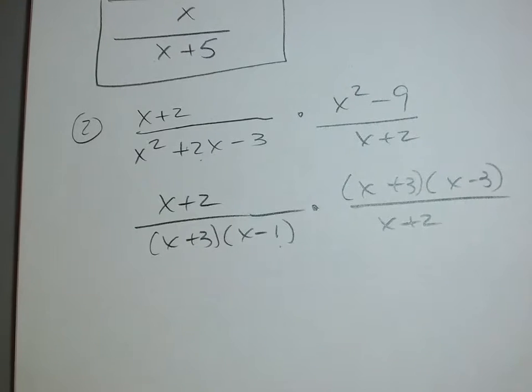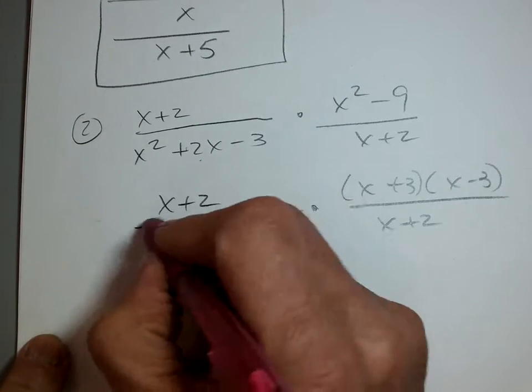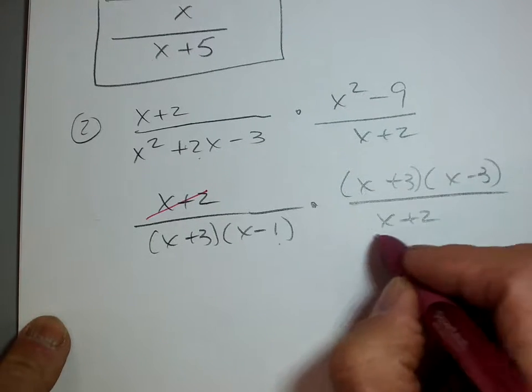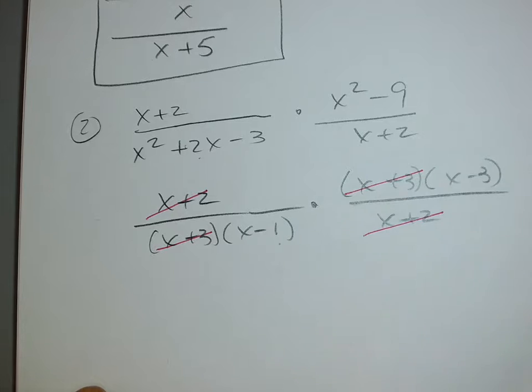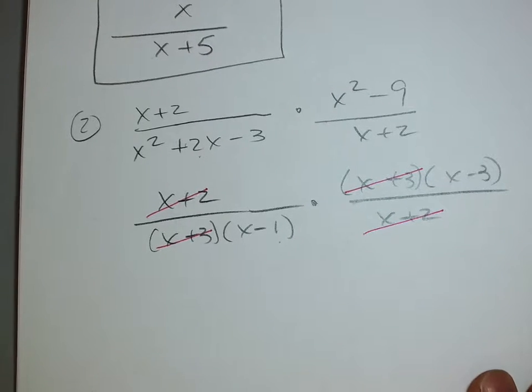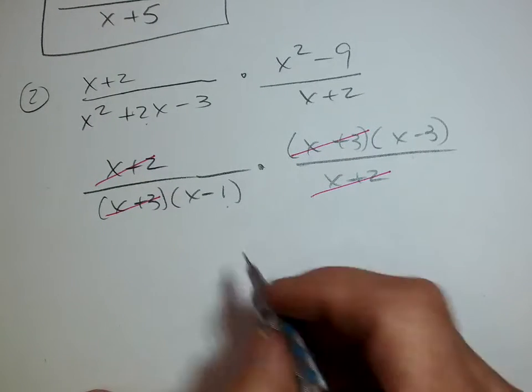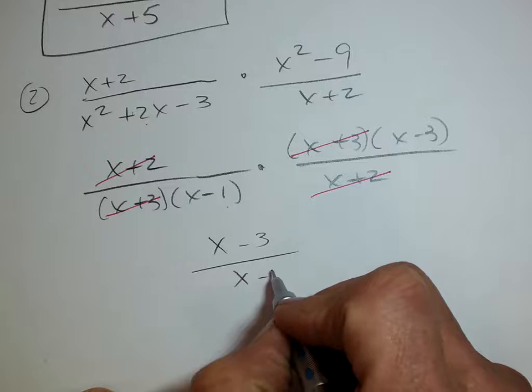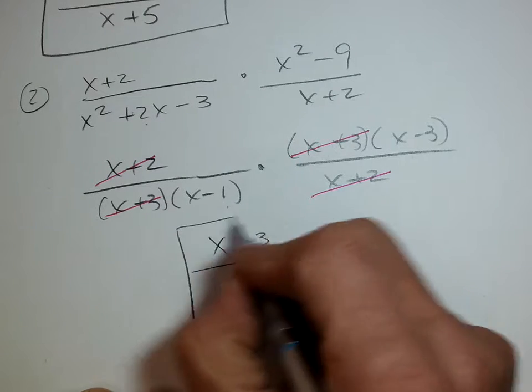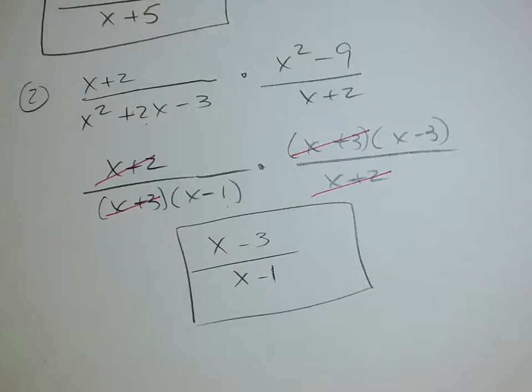Okay? And then I'm just going to cancel. Cancel, cancel, cancel. X plus 2 cancels with x plus 2. X plus 3 cancels x plus 3. Okay? And what's left over would be x minus 3 over x minus 1. And I'll give you a second to catch up, and then we'll do number 3, okay?